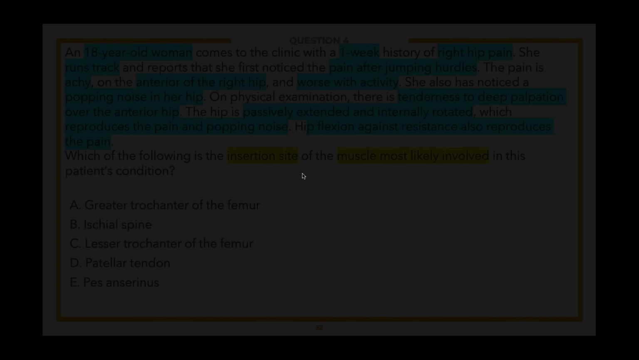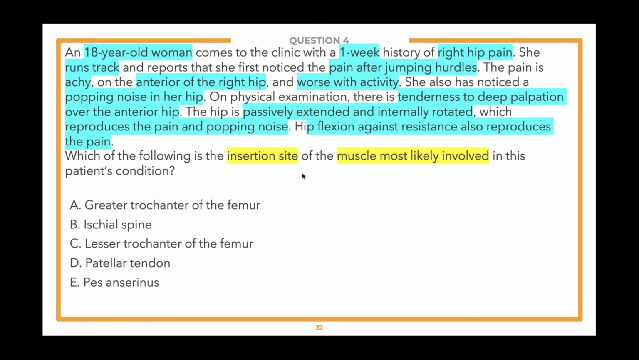We will start at the bottom and work our way up to the top. E, pes anserinus. D, patellar tendon. C, lesser trochanter of the femur. B, ischial spine. And A, greater trochanter of the femur. So once again, we're going to open up that poll. Go ahead and select what you think is the best answer here, and we'll talk about it in just a few seconds.